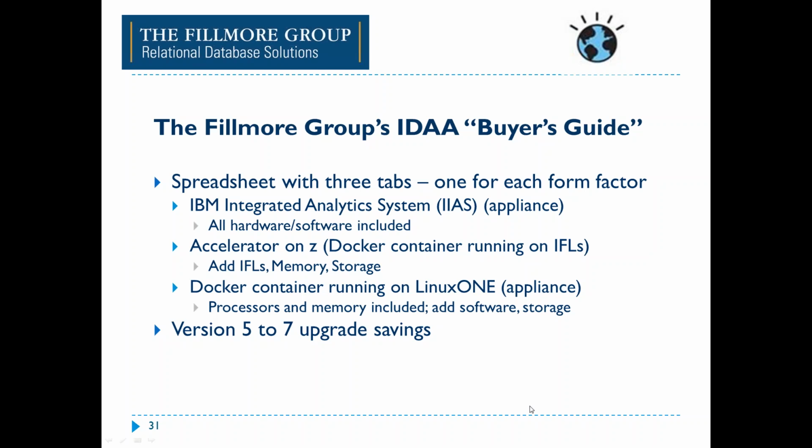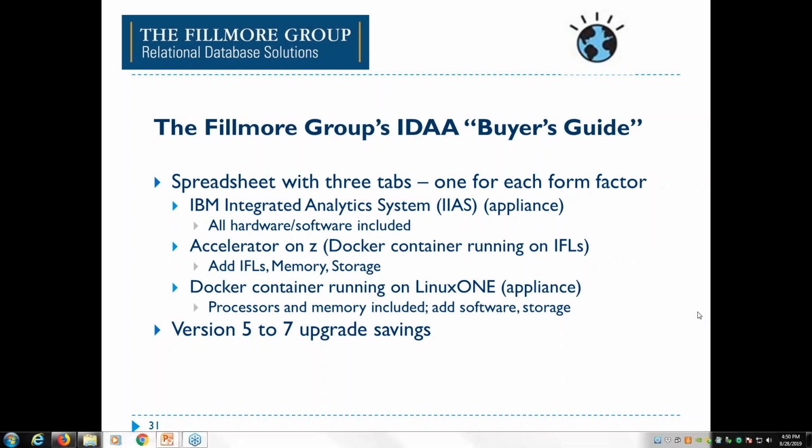It is a spreadsheet. It's available in the handouts. You can download this today. It's the IDAA version 7.1 pricing spreadsheet. And there is a different tab for each different form factor that I just mentioned. There's one for the IIAS. There's one for the Accelerator on Z, co-located with Db2 for z/OS, and a third one for the Docker container running on the Linux One.